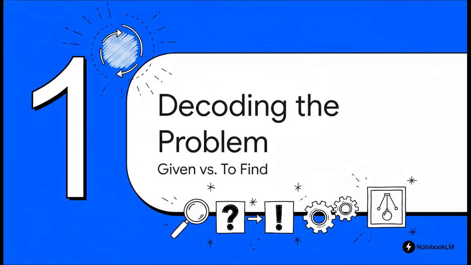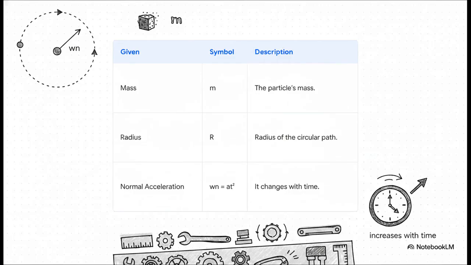Okay, first things first. Before we even think about writing down an equation, we have to make sure we know exactly what the problem is telling us and what it's asking for. This is, without a doubt, the most important step in solving any physics problem. So, what's in our toolbox? We've got a particle with mass m, moving in a circle with a radius r.